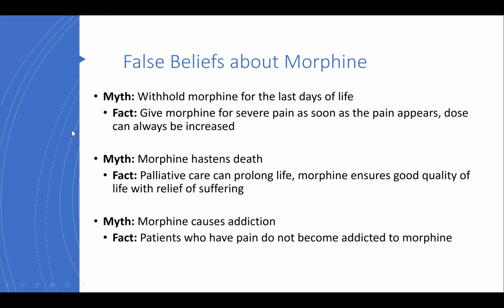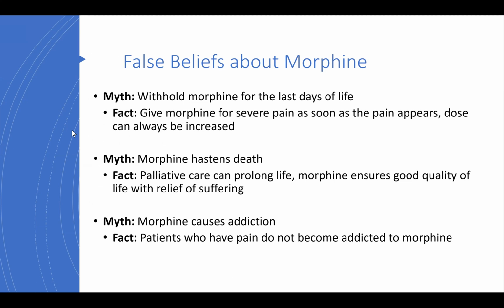So there are many myths around morphine, and I will just go through the topmost, a few of them. There's a myth that morphine should be held until the last days of life, that if a patient is not dying, we should not give them morphine. That is false, because morphine is a strong painkiller, and we use it for severe pain as soon as we identify the pain to be able to improve the quality of life of patients.